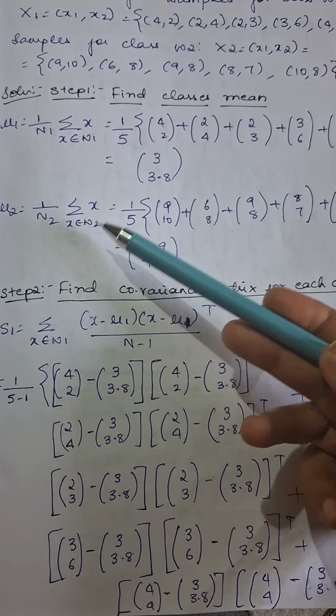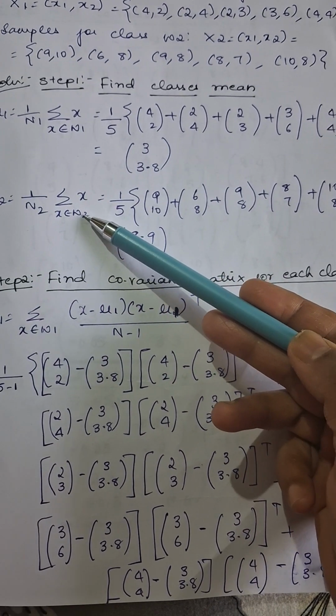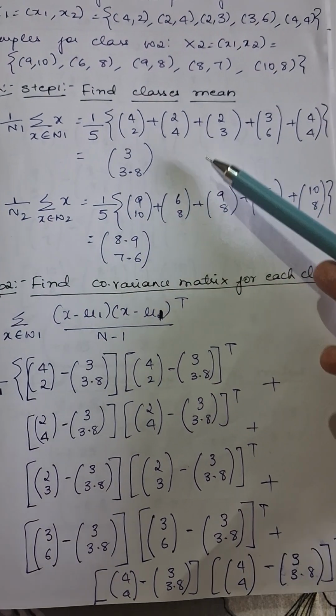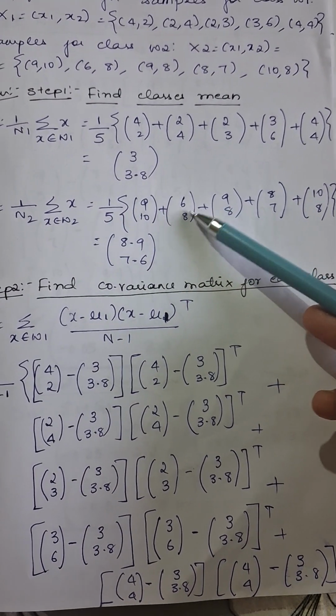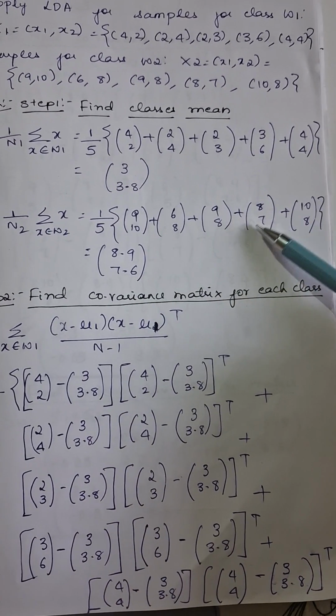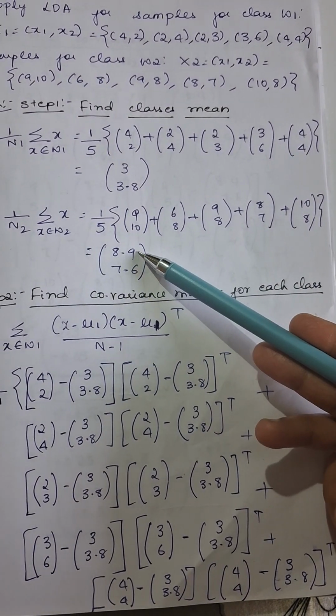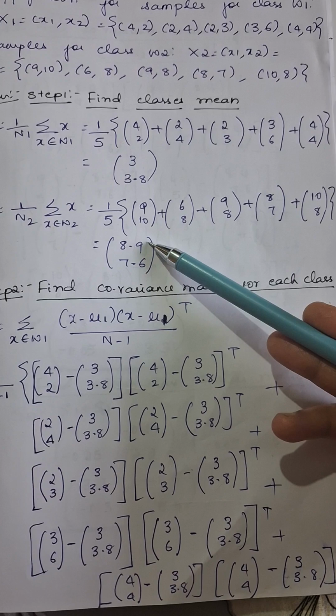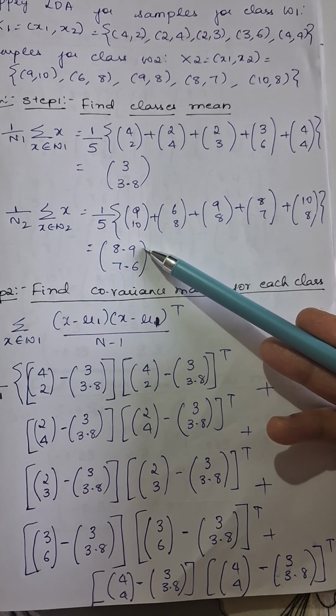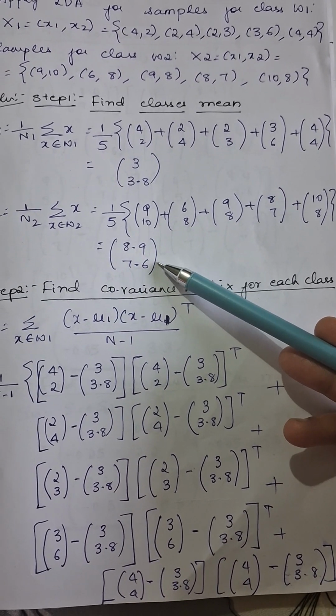Next, find mu2. Mu2 is 1 by n2 summation of x, where x belongs to class W2. The same process you repeat, the only difference is now these are the data points of class W2. Now add the x coordinates separately, divide by 5. Add the y coordinates separately, divide by 5. So this 8.9 is the mean of x coordinates, 7.6 is the mean of y coordinates.